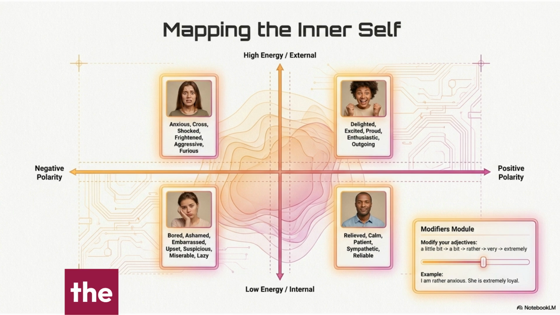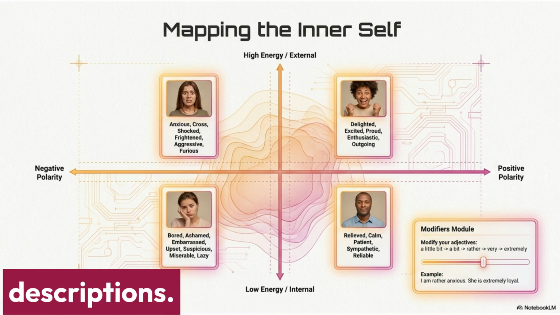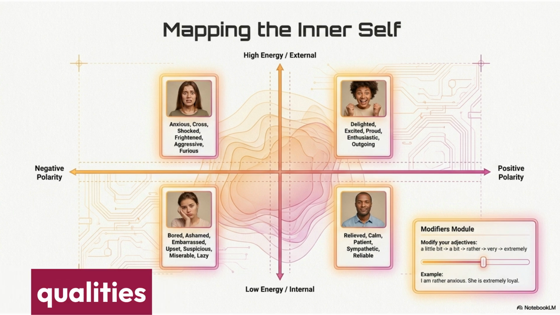Beyond the physical lies the inner self. By mapping our emotions across a spectrum of energy and polarity, we gain a deeper understanding of our internal states and how we modify those descriptions. There are positive qualities, like kind, patient, generous, reliable, and challenging qualities, such as shy, stubborn, impatient, selfish. Remember, people are rarely just one adjective. A much more natural sentence is, she's quiet, but very reliable. That sounds balanced and realistic.